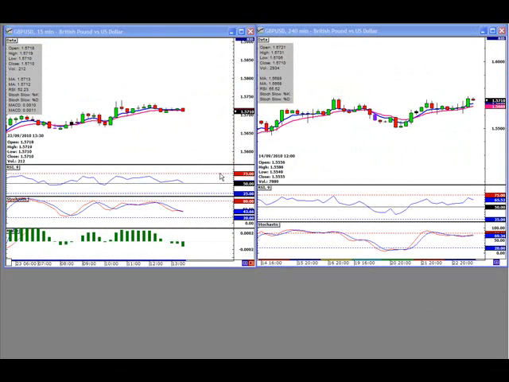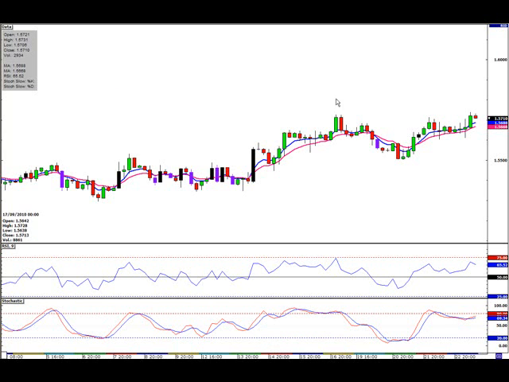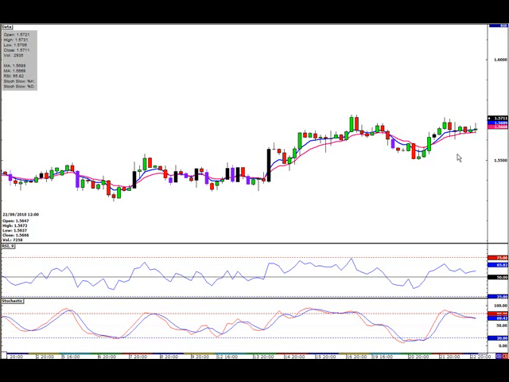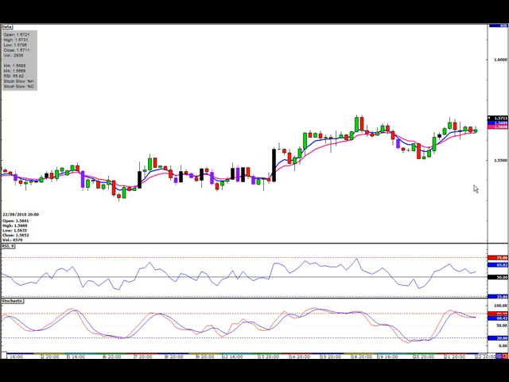I have opened my 15-minute and my 4-hour chart for the cable, and of course the first thing we want to do is take a look at our overall trend. So to do that, we are going to go to our 4-hour chart, and I'm going to move this back to before midnight so you can see what it looked like.